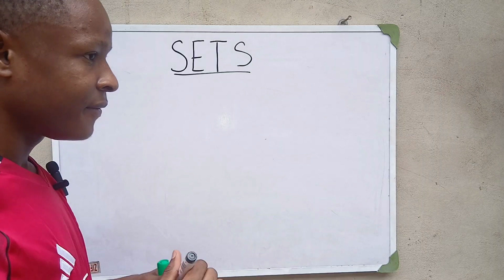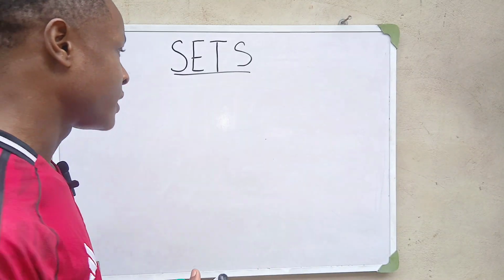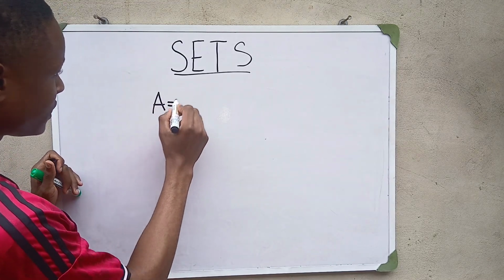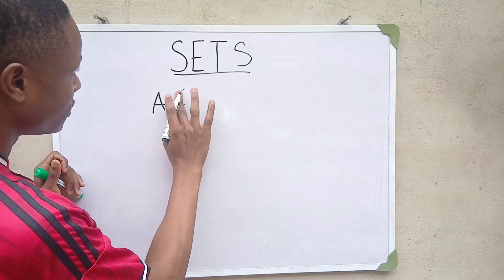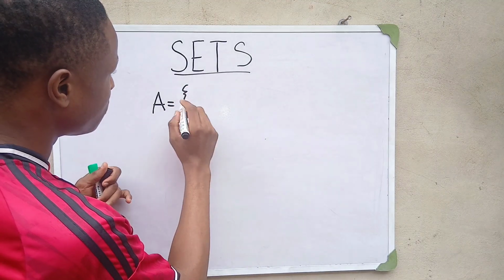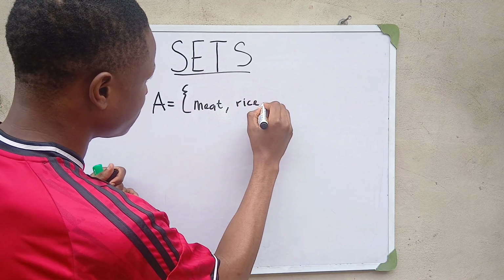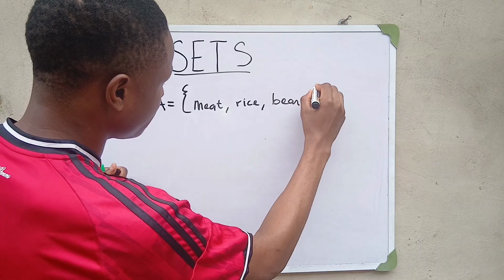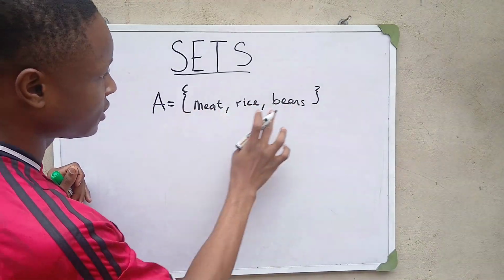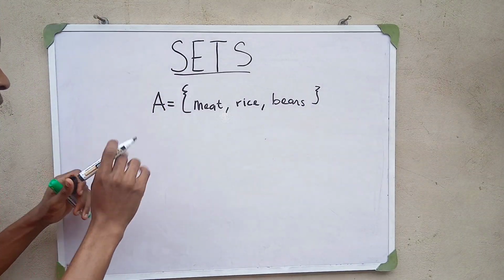Let's say we have a set of items that we want to buy in the market. Let's call the set A. Set A contains, so this is what I mean by curly brackets or braces, meat, rice, beans. So these are the elements of the set, and the set is enclosed with curly brackets or braces, while the set itself is written in capital letters.